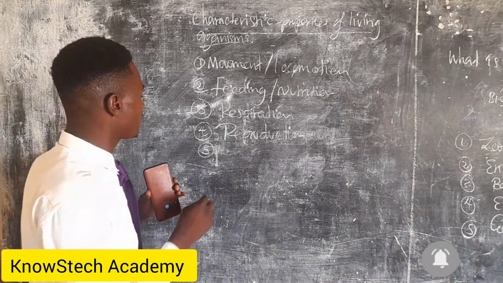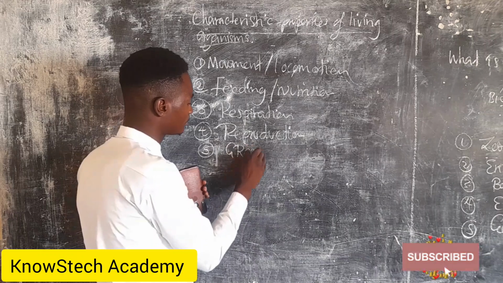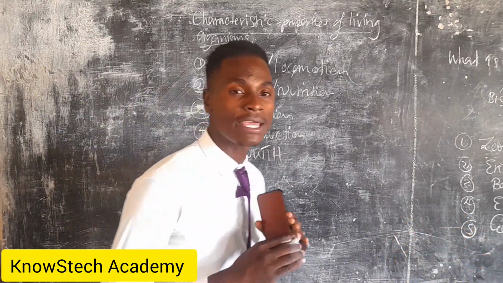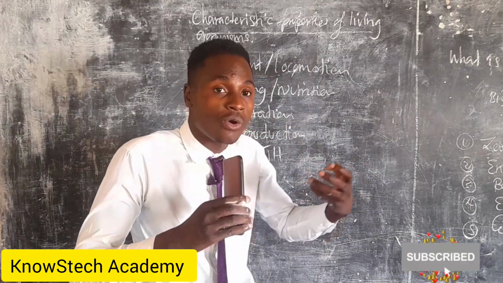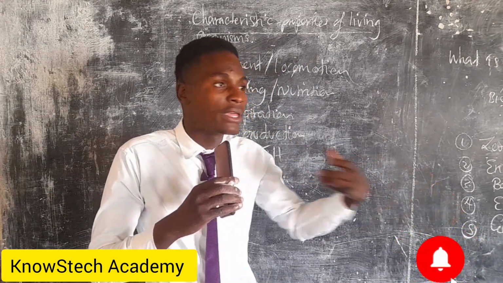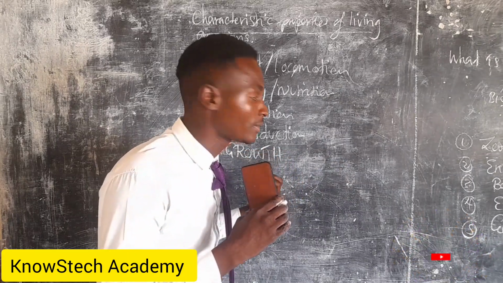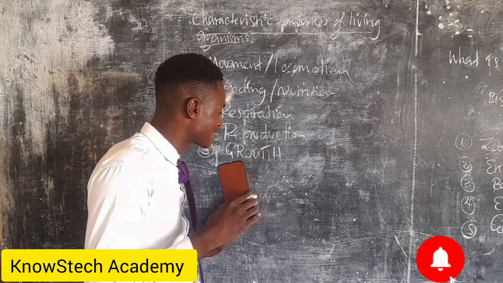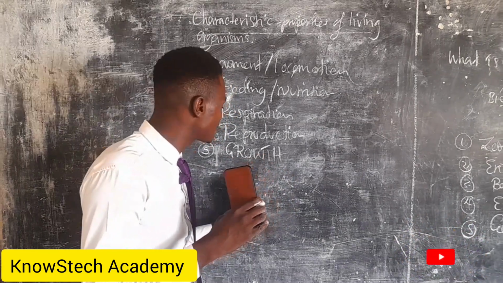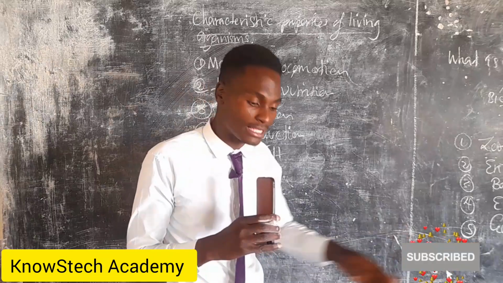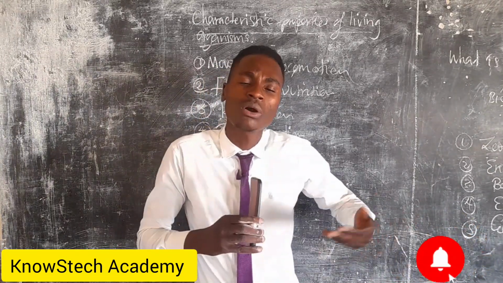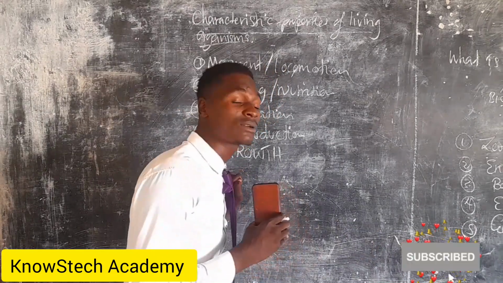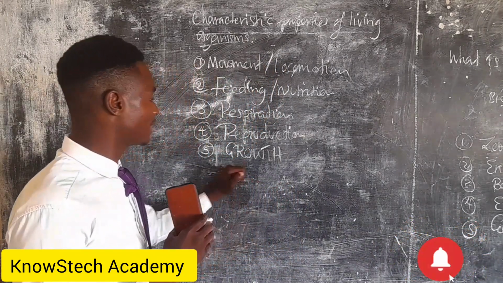Number 5, growth. If it can grow, then it's living. Growth here is the permanent increase in mass, or girth, of an organism. It's a permanent increase. If it's growing, then just know that that organism is living. That is about growth.